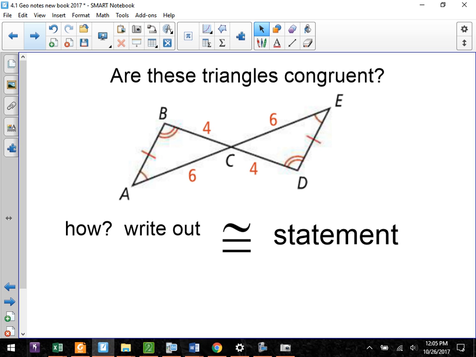So, write out the congruency statement. Remember, in order to be congruent, you have to have all your corresponding parts that are the same. Everything has to match up.